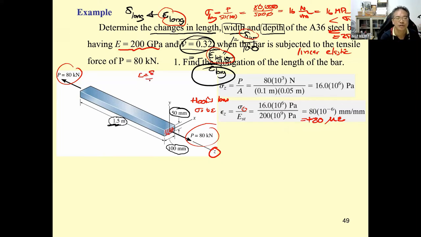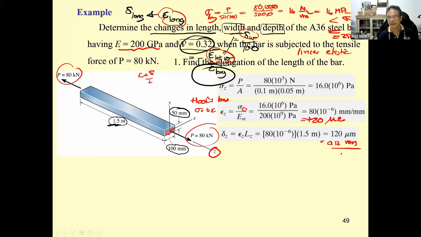And now the change in length, you have to have what? Strain equals deformation over L, so the deformation is going to be strain times length. That is going to be times this one, 1.5 meter. That is going to be 120 micrometer, or 0.12 millimeter. That is very small, very small compared to the one in the ruler, and you can measure it by using the vernier.